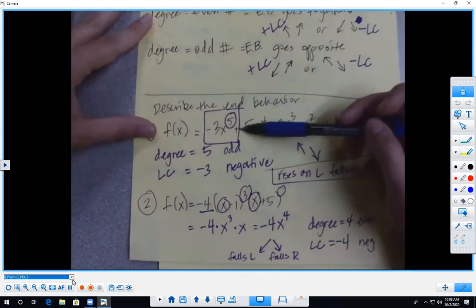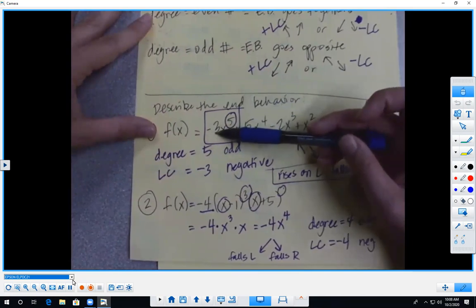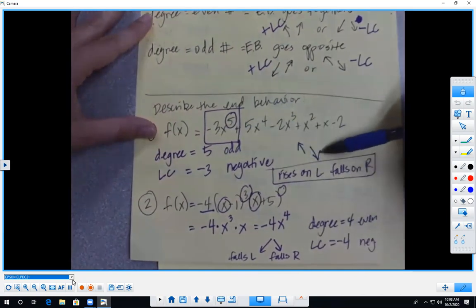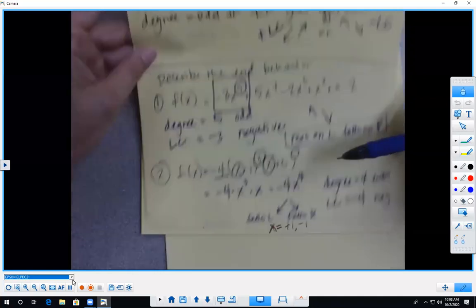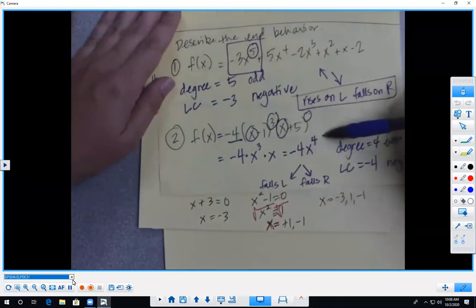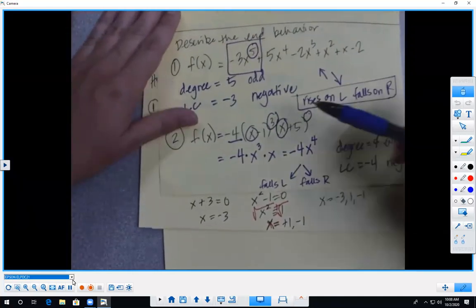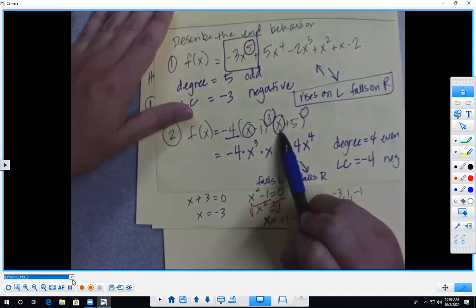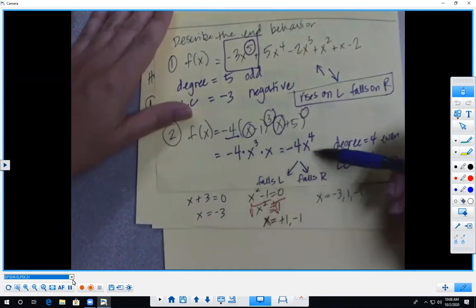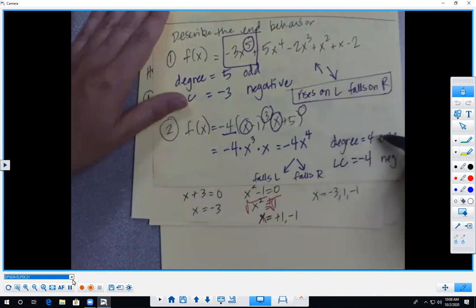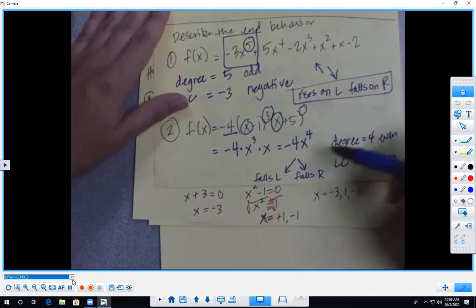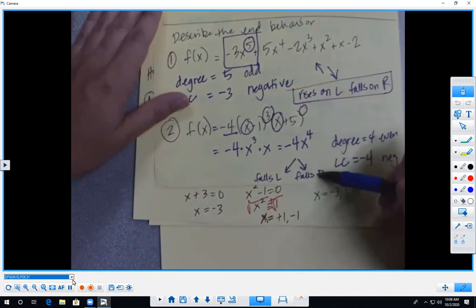For example, on this one, odd degree, negative leading coefficient, it's going to rise on the left, fall on the right. For this one, we had to think about if I multiplied it all out, this would be like x to the third times x times -4, which would be -4x to the fourth. That's an even degree, negative leading coefficient, falls to the left, falls to the right, both going down.